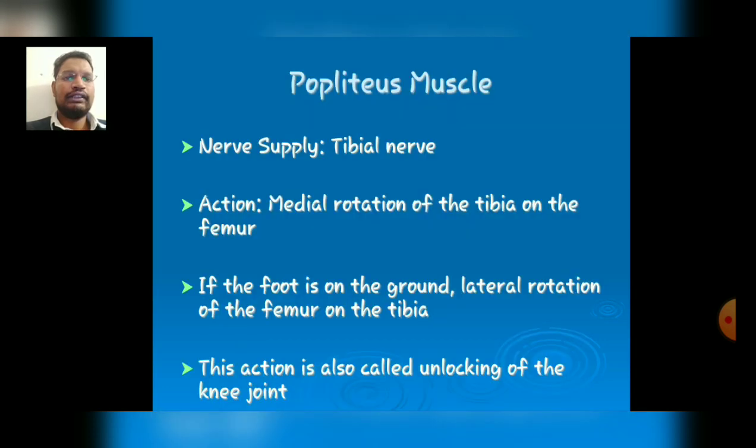So next is the popliteus muscle. The nerve innervation is the tibial nerve, and the action is that it helps in the medial rotation of the tibia on the femur. If the foot is on the ground, it helps in the lateral rotation of the femur on the tibia, and this action is also called unlocking of the knee joint.